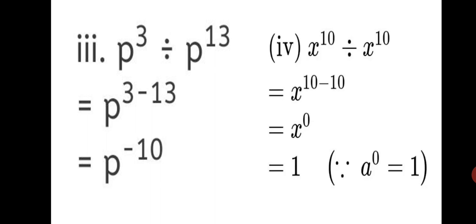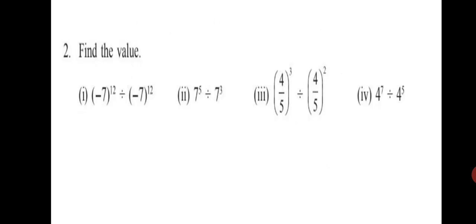Fourth sum, x raised to 10 divided by x raised to 10. X we keep as it is, we subtract the index, 10 minus 10, 0. And as I mentioned earlier, any non-zero number raised to 0 is equal to 1. Therefore, x raised to 0 is equal to 1. Since a raised to 0 is 1, x raised to 0 is also equal to 1.